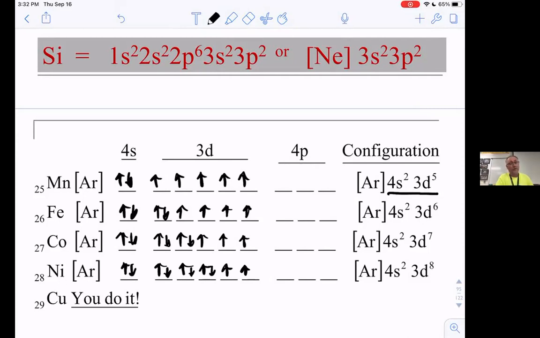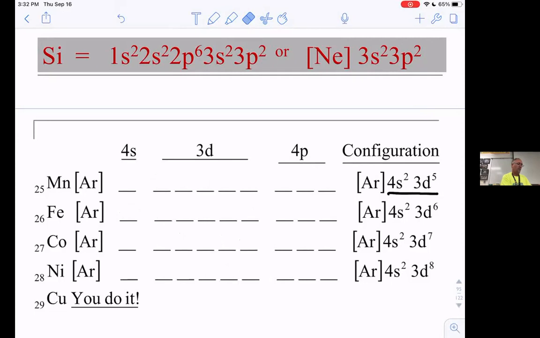Copper's a little weird though. Copper does some strange stuff. So I'm going to erase this here and we're going to talk about copper real quickly. So let's get rid of this nickel and we're just going to do copper up here. And don't worry about this over here too. So I'm just going to do the orbital diagram for copper.